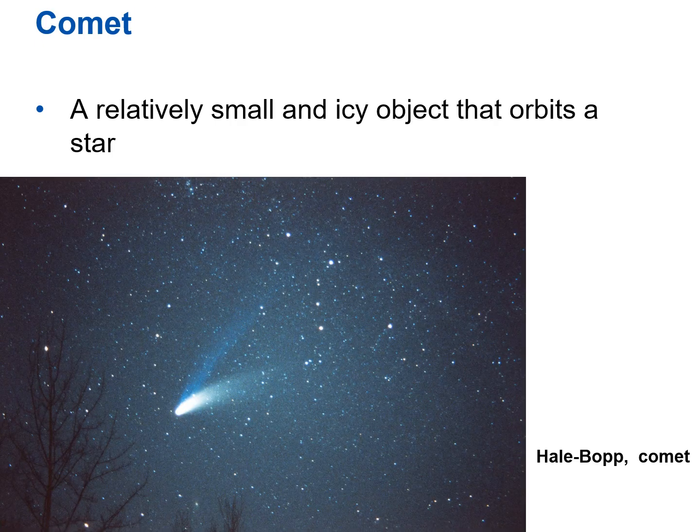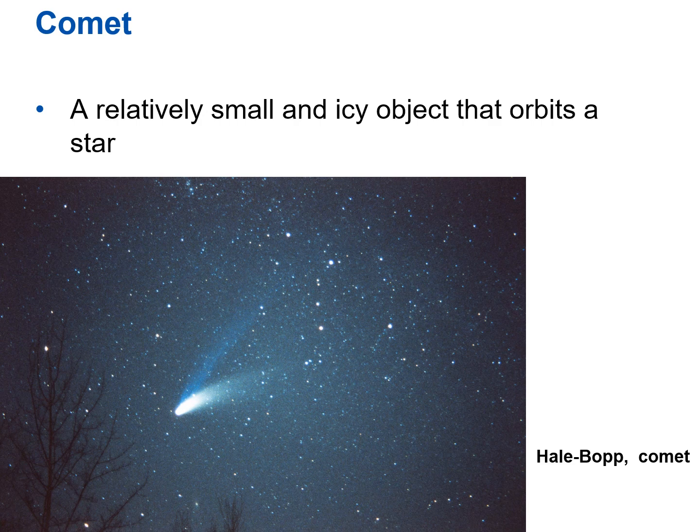A comet is a relatively small and icy object that orbits a star. So think of it as a large ball of ice. Now, in the definition, I said relatively small, and then I said think of it as large. Well, that depends on your perspective. Relatively small relative to planets, but it still could be several miles across in diameter.